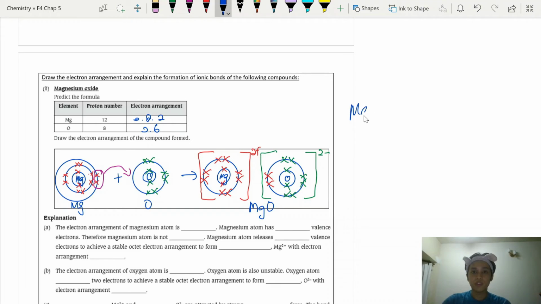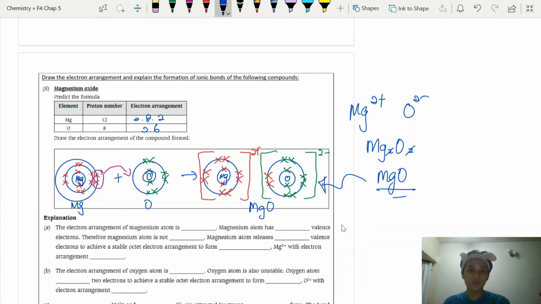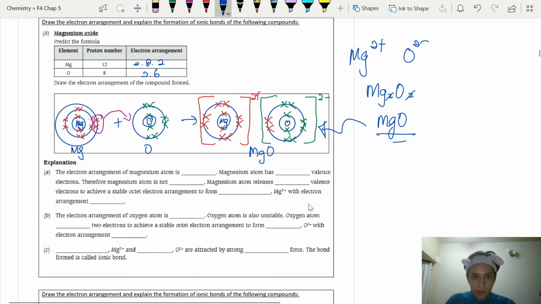Remember in chapter 3, Mg2 plus and O2 negative, you cross them. Since they have the same number, it simplifies, that's why you get MgO. So this is how you draw the electron arrangement for magnesium oxide. For ionic bonds, it's actually not very difficult. Normally it's very straightforward and very obvious.